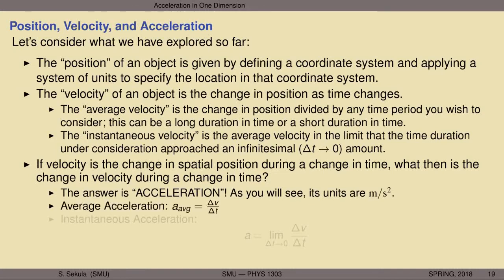Now, as was the case with velocity, there is average acceleration, which we will denote with a subscript AVG, and that is equal to the change in the velocity divided by the change in time. And then just as we did with velocity, we can define instantaneous acceleration as the average acceleration, but in the limit that the time slice we're considering, delta t, is becoming smaller and smaller, approaching zero. We will put this into practice in this lecture.